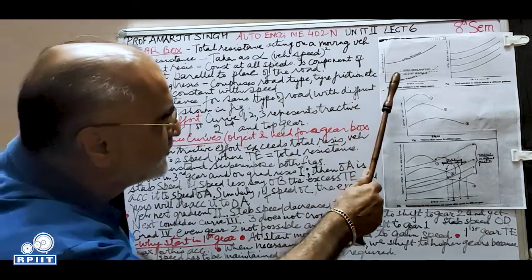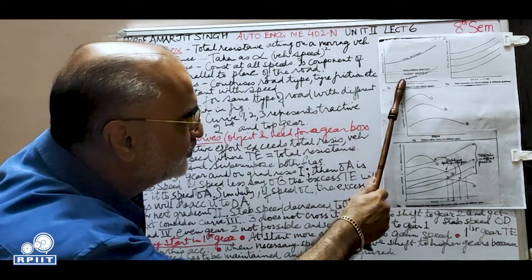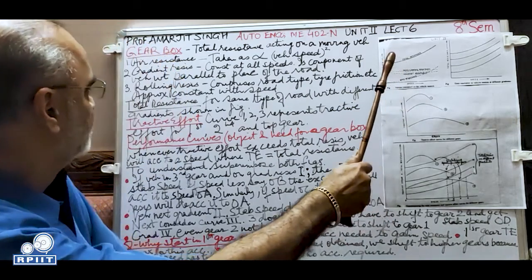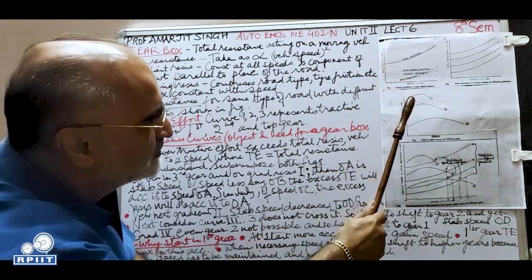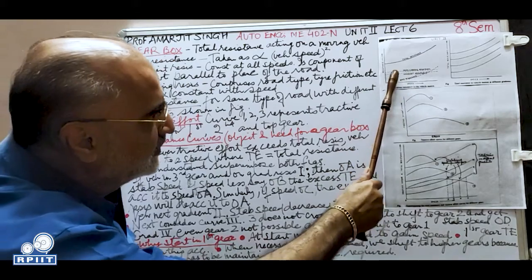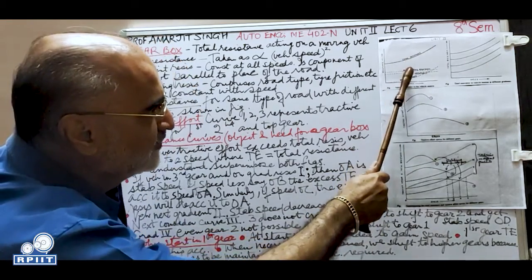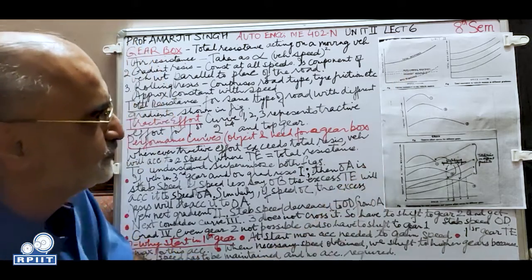Now, if we sum up all these 3, wind resistance, gradient resistance, and the rolling resistance, then this will be the total resistance curve. This is the total of all 3.